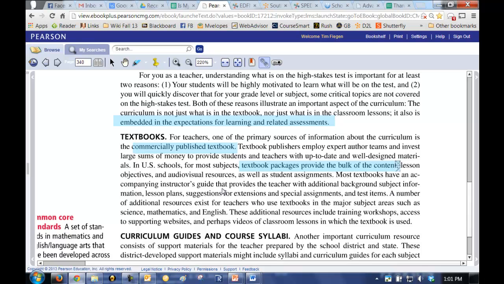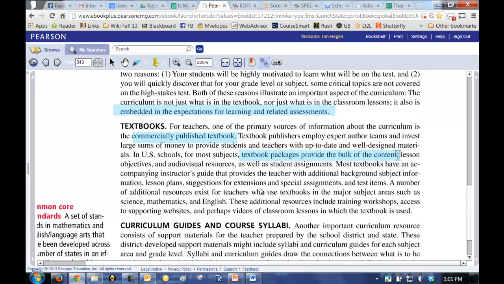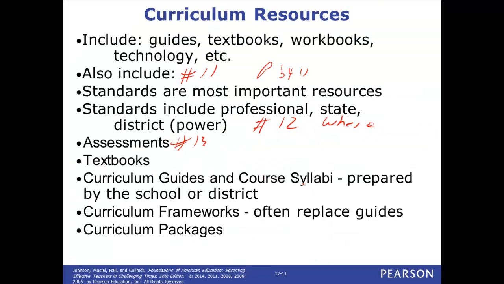It goes on here. Most textbooks have an accompanying instructor guide, test banks, suggestions for extensions, special assignments. These textbooks cover major subject areas such as science, math, English, with training workshops and access. So there's all kinds of things. That's what you say about textbooks, is the power. You talk about what's all included. I say the textbook has a dramatic influence on the whole process. And we all want to say that's not true, but it is.